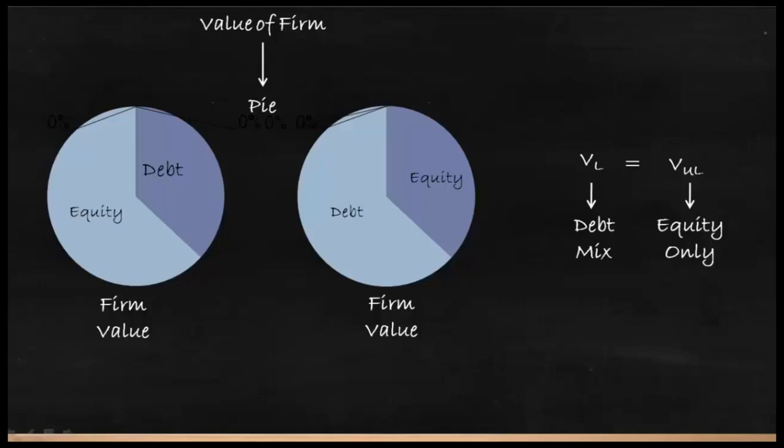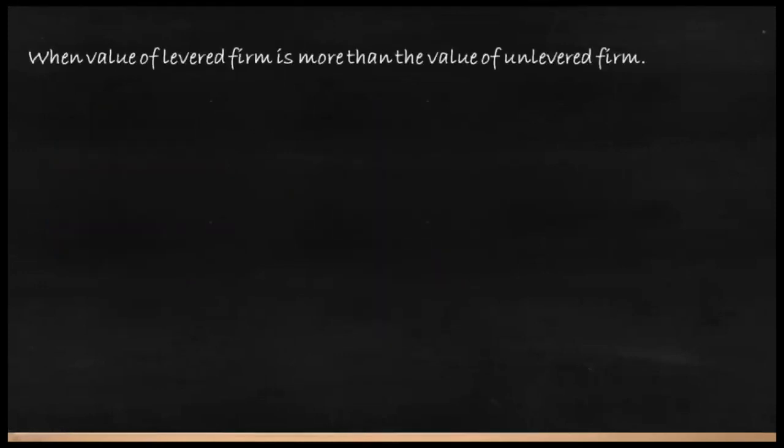Let's take an example to understand. Let us take a case where the value of a levered firm is more than the value of an unlevered firm. This approach says that if the value of a levered firm is higher than the unlevered firm, then there will be an arbitrage process wherein the value of the levered firm will come down and the value of the unlevered firm will go up, and there will be an even point.